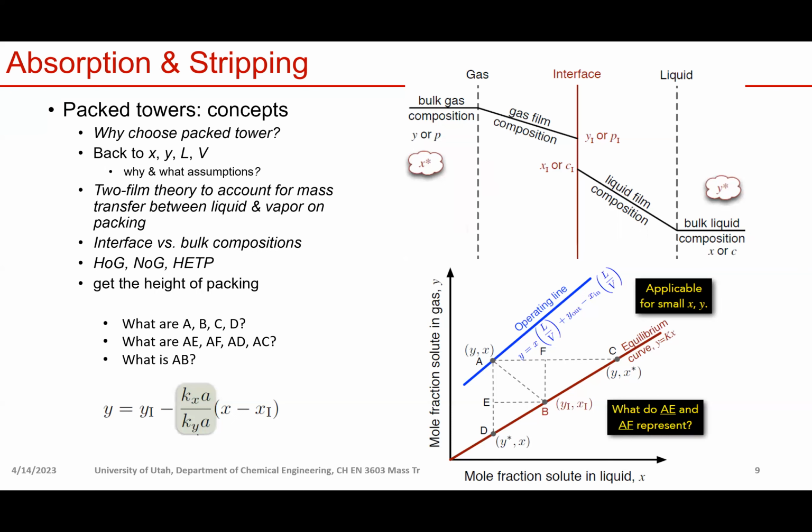Then we can just basically plot the XY diagram. We can plot the operating line. We can plot the equilibrium line. Right, and this is the figure for the two film theory. Okay, so you need to understand basically what does X star mean, what does Y star mean, right? What does Y subscript Y or X subscript I mean? Okay. So when you're given this figure, what are the assumptions, right? Why is this operating line a straight line? What are the assumptions? Why is the equilibrium line a straight line? What are the assumptions?